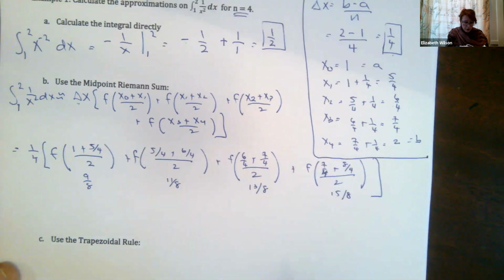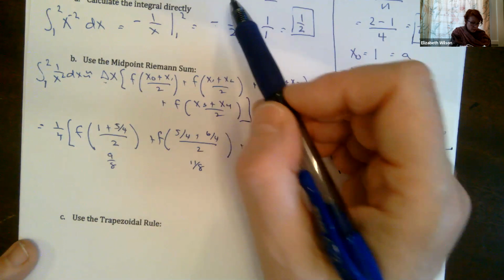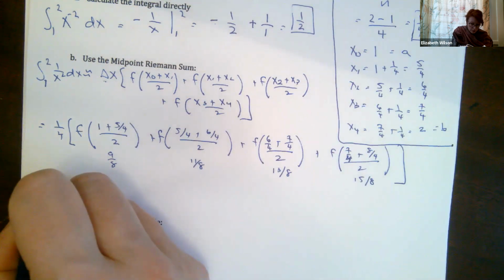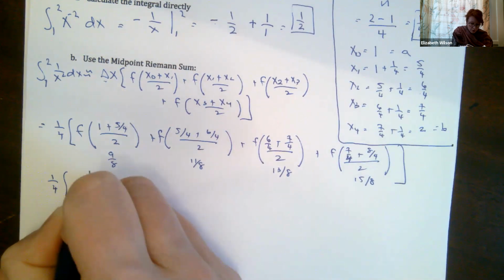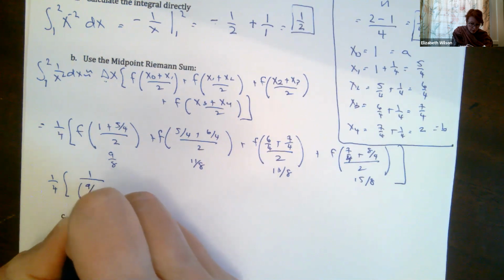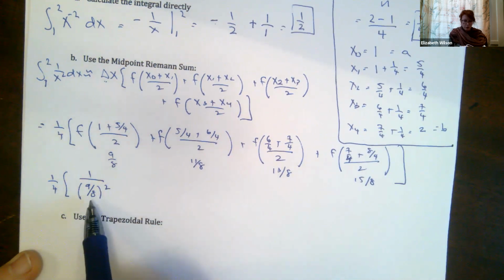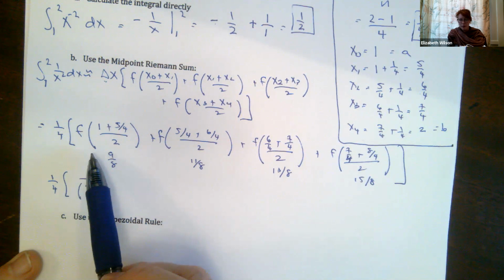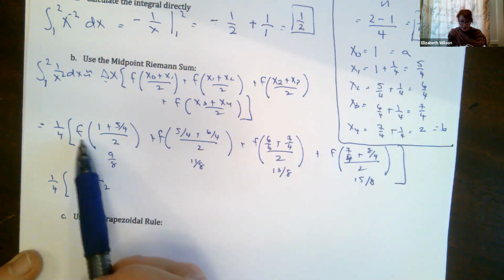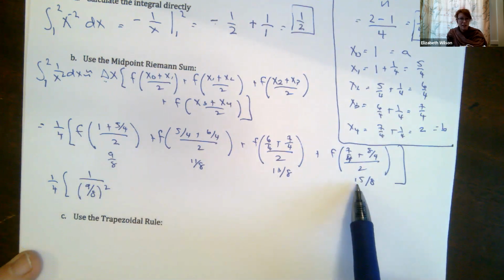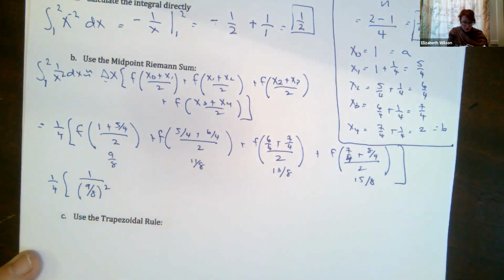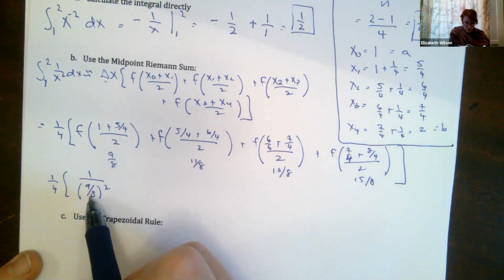So my function is 1 over x squared. Watch what I'm going to do. I'm going to plug this into 1 over (9/8) squared. So 1 over x squared. I see a lot of people make this mistake. They go f of this, and then they just add these values up. These are just index values. These are values that I'm plugging into my function. So watch, I'm plugging into my function now.